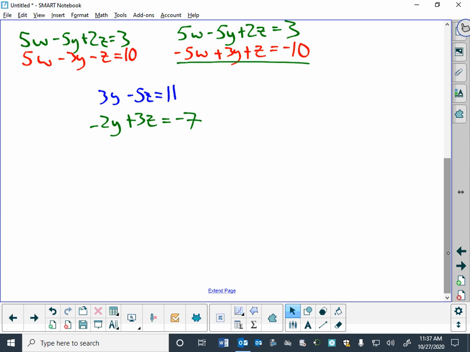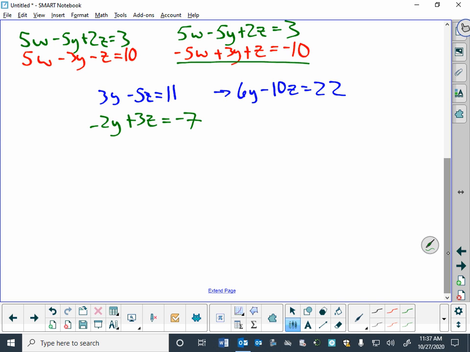There isn't. So I got rid of the w in the last one. I've got rid of the x. I'm going to pick one here. I'll get rid of the y. In order to do that, I'm going to have to multiply this top equation by 2. That will give me a 6y minus 10z equals 22.